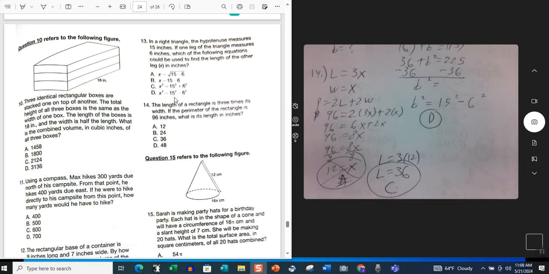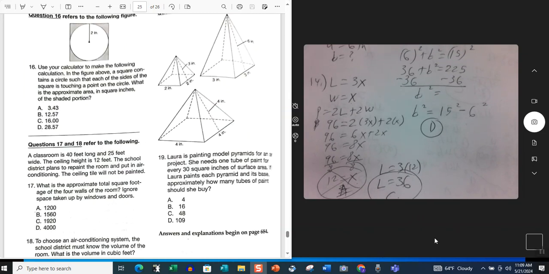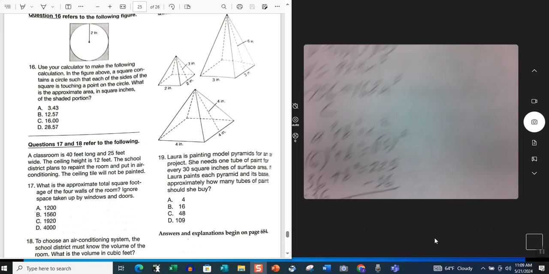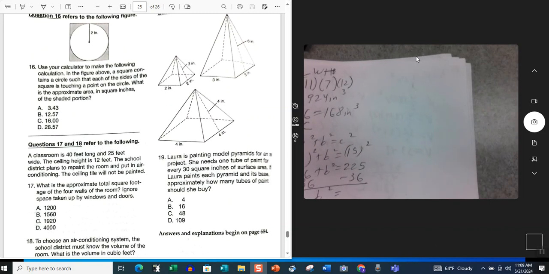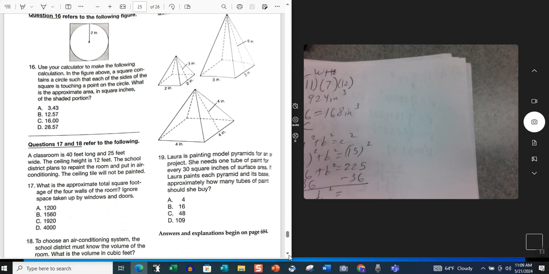All right. Now, we move on. Here we're going to go to problem 16. It says here, question 16, refer to the following figure. It says use your calculator to make the following calculation. The figure above, a square contains a circle such that each of the sides of the square is touching a point on the circle. What is the approximate area in square inches of the shaded portion?